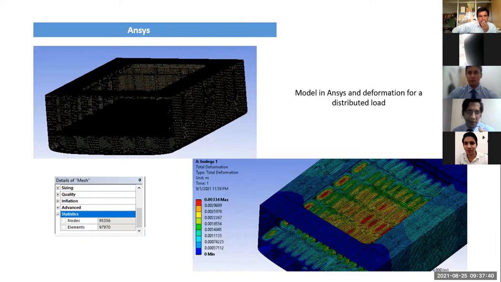The analysis that we did is in ANSYS, and we select one of the sections of the cargo. As we can see, the nodes and elements are both approximately 100 points. In this section, we analyze a force for half of the cargo of this design. And as we can see, the maximum deflection in the bottom is 3.34 millimeters.